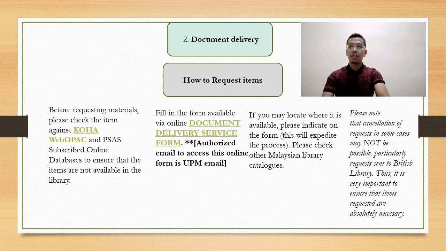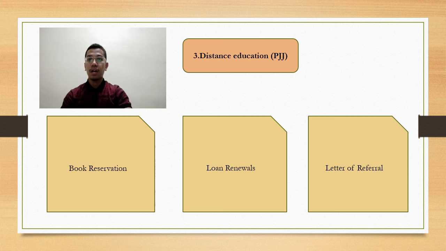Please check other Malaysian library catalogs. And lastly, please note the cancellation of requests in some cases may not be possible, particularly requests to the British Library. This is very important to ensure that the item requests are absolutely necessary. There are a few services for distance education, PJJ. For example, book reservation, loan renewal, and letter of referral.